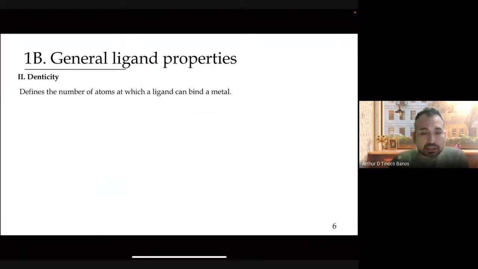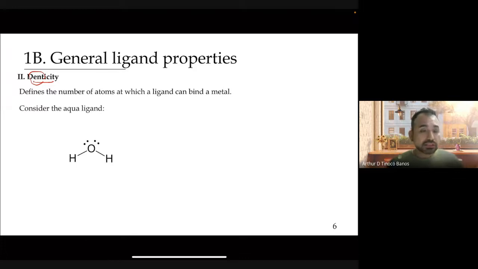All right, so another important property to generally characterize ligands is this property known as denticity. If you look at the root of that word, dent, referring to dental, this idea of biting onto a metal center. Essentially, what this term defines is the number of atoms at which a ligand can bind a metal. And so let's consider an example in order for us to explore this.